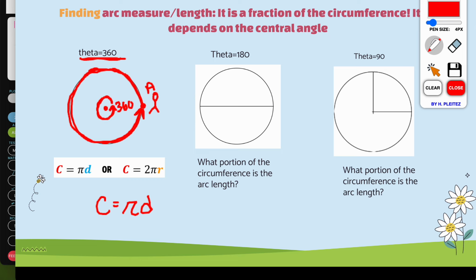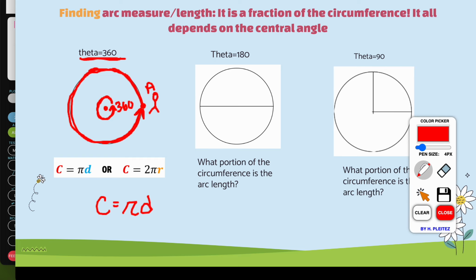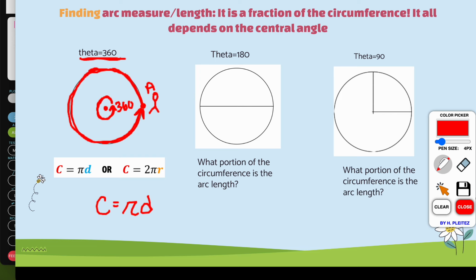You're good. But in these lessons, we're never going to be talking about a full circle. We're specifically taking portions of that circle and talking about its measurements. So in this middle example here, we're talking about theta being 180 degrees. So go ahead and fill that in on the diagram. Our central angle there would be 180.